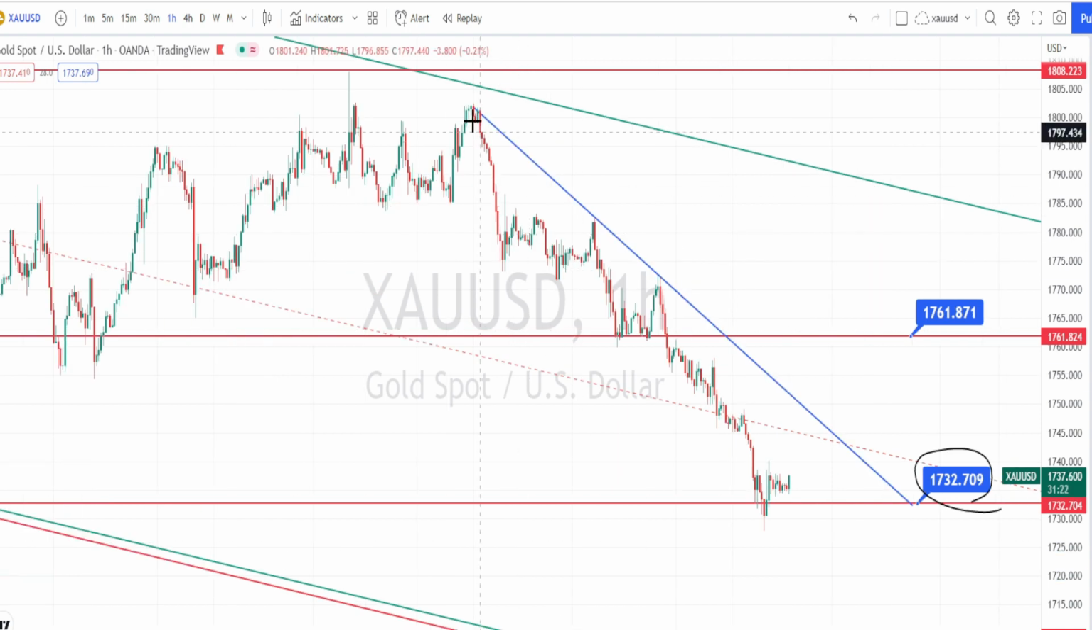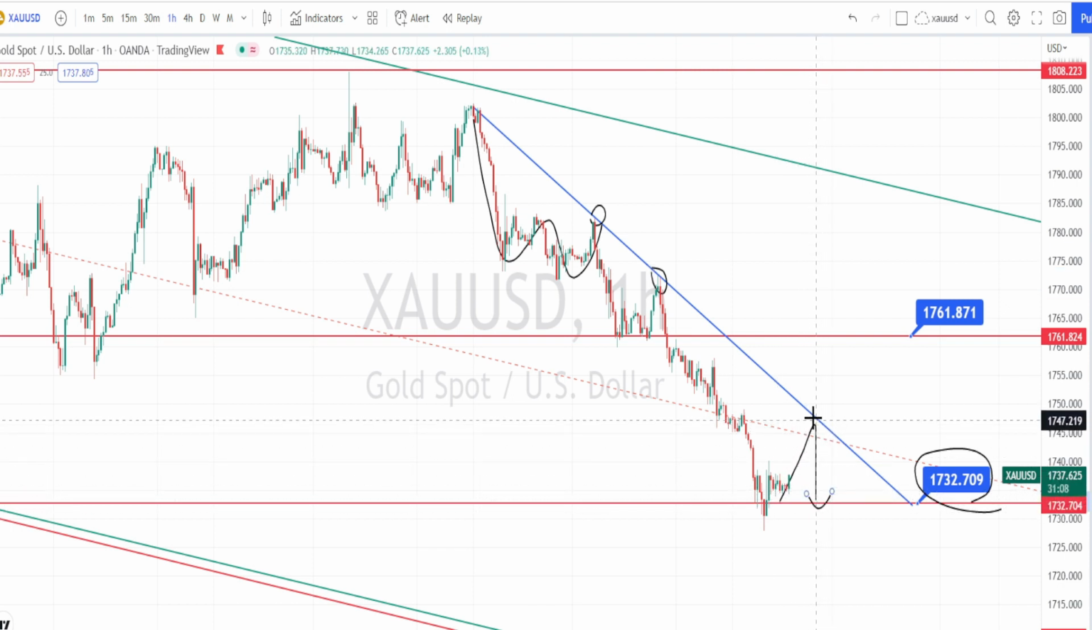So I have drawn a resistance line or a trend line over here. As long as the price action is trading below this resistance line, we can expect the price action to bounce back on the bearish side, and once the price action breaks this resistance line, we can expect it to continue with bullish side retracement and to test the next level of resistance, which is going to be around 1761.